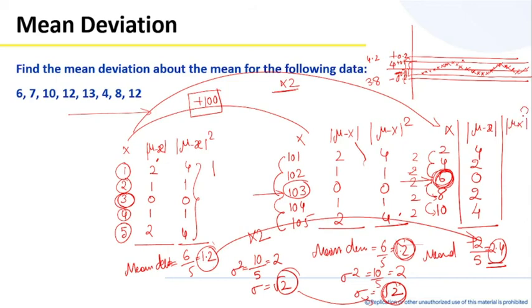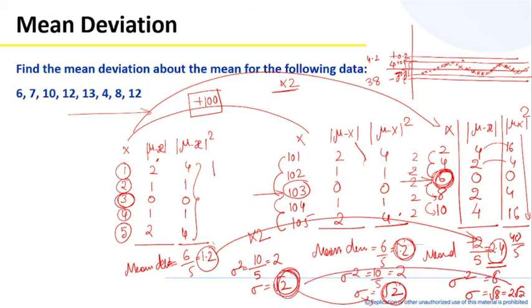What is the impact? The squares of the absolute deviations: 4 becomes 16, 2 becomes 4, 0, again 4, 16. So 40 divided by 5 is 8, so the variance is 8, and the standard deviation is root 8, which is 2 root 2. Earlier it was root 2, now it also gets multiplied by 2.